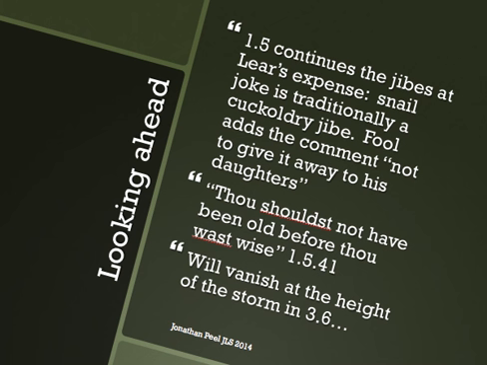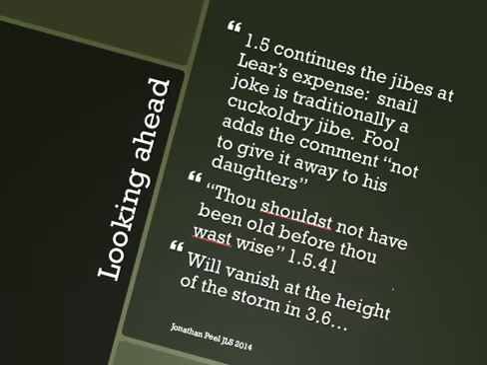We look in 1.5 at the continued nudging of Lear with his jokes. The snail joke is a traditional cuckoldry jibe, that sense of hiding the horns under the shell. The fool adds great seasoning to it with the comment not to give it away to his daughters. He's constantly nagging at Lear in this way, before telling him in line 41, thou shouldst not been old before thou wast wise, letting him know how much he has to learn, and by implication, of course, suggesting that he is going to be Lear's tutor at this stage.